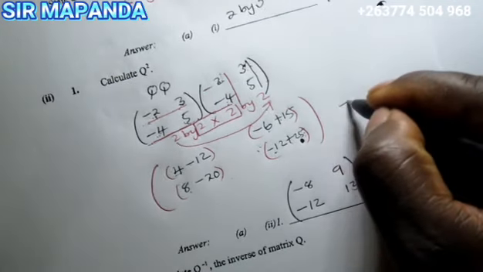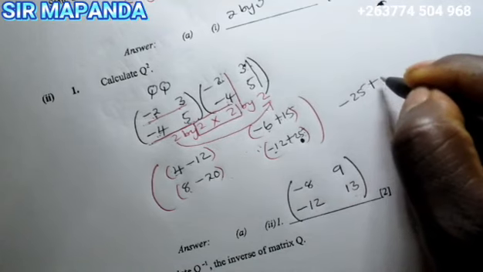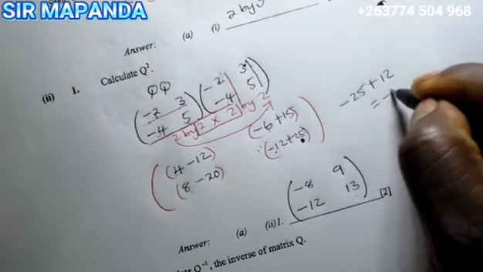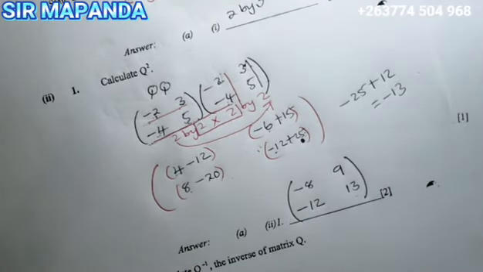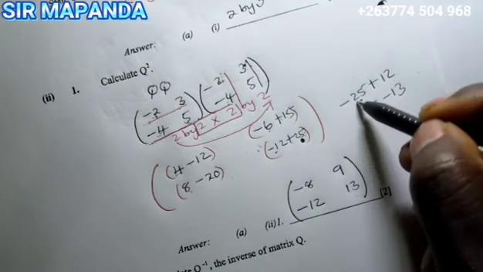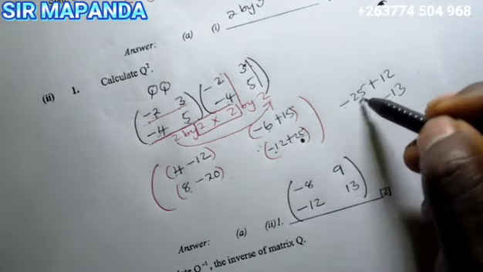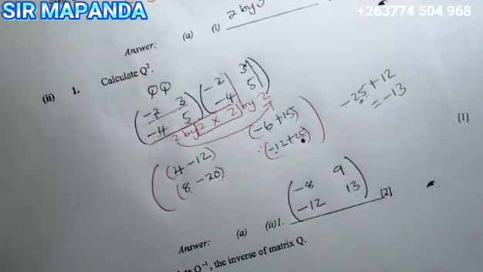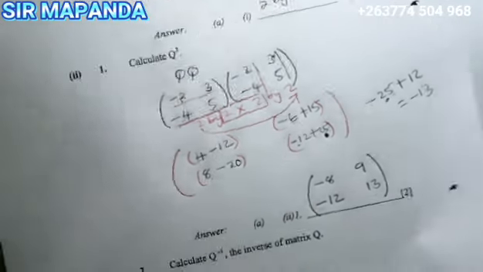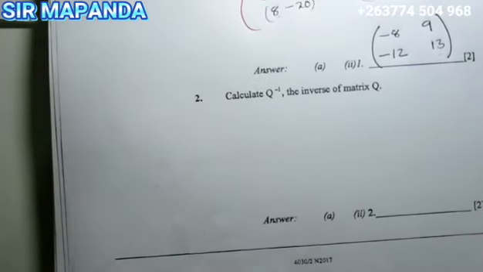But if it was -25 plus 12, your answer was going to be -13, where the sign of the bigger number will be a negative. So you have to take note of that. I hope you are listening, class. Right. Let us move on to item 2.